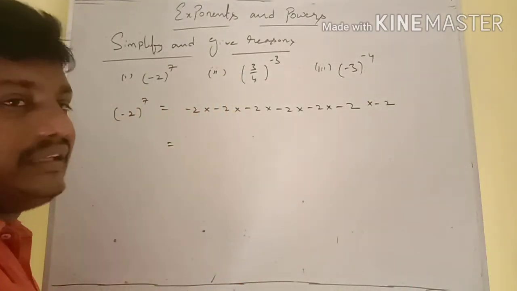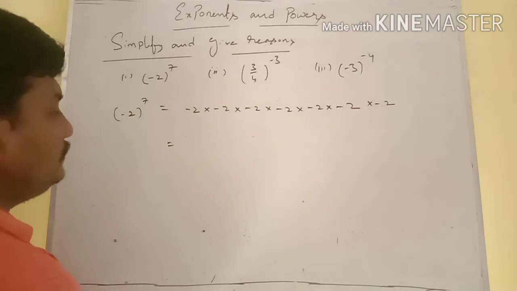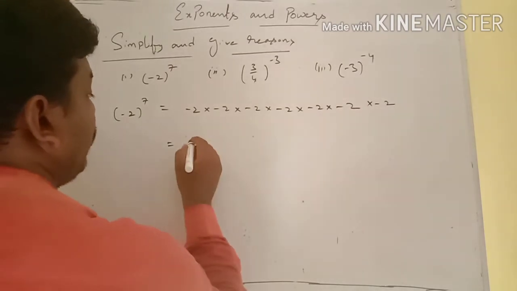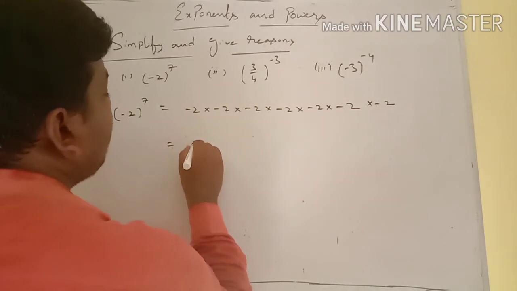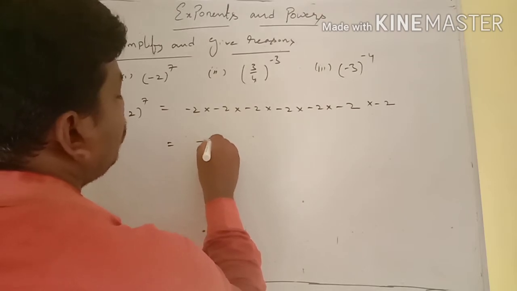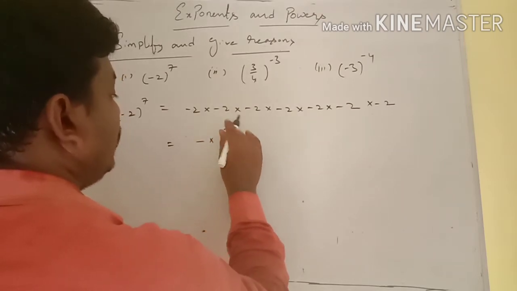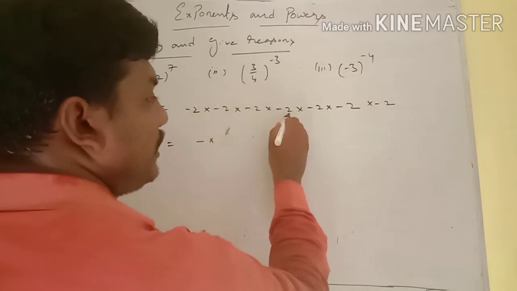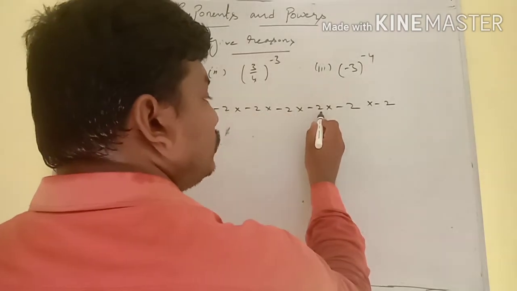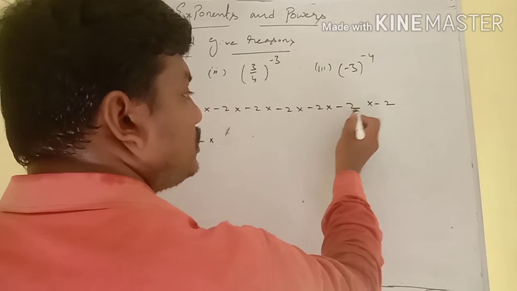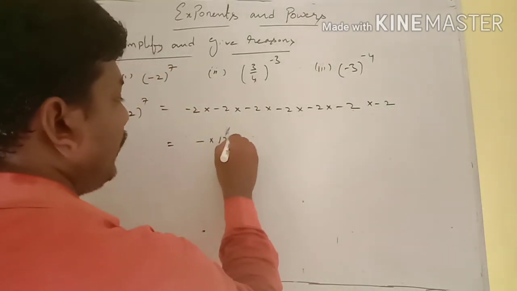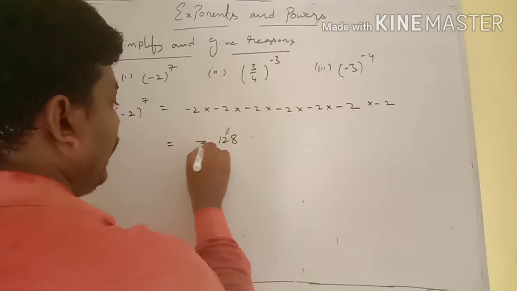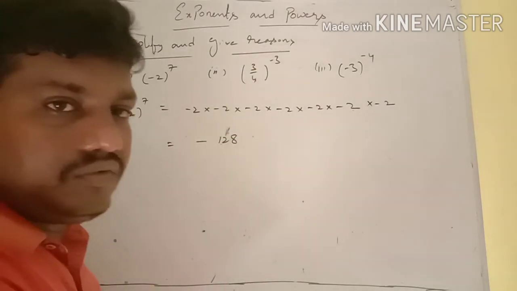If the negative sign is multiplied 7 times, it appears an odd number of times. So it can be written as minus into 2 to the power of 7. Two 2s are 4, four 2s are 8, eight 2s are 16, sixteen 2s are 32, thirty-two 2s are 64, and sixty-four 2s are 128. So this can be written as minus 128.